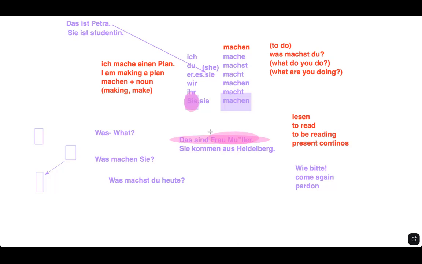So, das sind Frau Müller. Now you have to focus on this, right? This part, right? You got it? Sie kommen aus. So straight away I know Frau Müller. If I'm saying Miss Müller, straight away the answer is Sie kommen aus Heidelberg. Right?